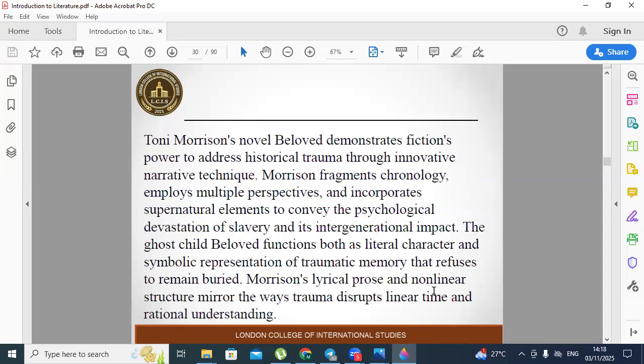Toni Morrison's Beloved. Toni Morrison's novel Beloved demonstrates fiction's power to address historical trauma through innovative narrative technique. Morrison was a Nobel Prize winning novelist whose work centers on the African American experience, particularly the legacy of slavery. Beloved tells the story of Sethe, a formerly enslaved woman haunted by traumatic memories and by the ghost of her infant daughter, whom she killed to prevent her being returned to slavery.